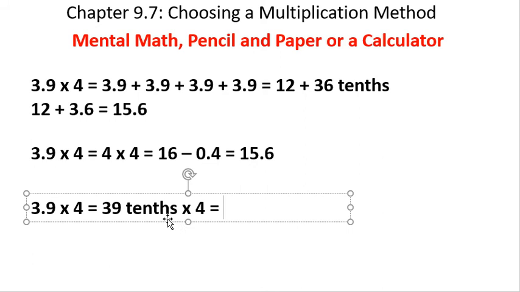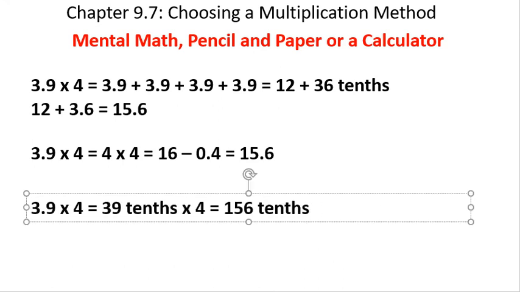So 39 tenths times 4. Now we multiply 39 times 4. So 39 times 4, if we do 39 plus 39 plus 39 plus 39, is 156. But not 156 ones, it's 156 tenths. So 156 tenths, another way of saying that, is taking my 150 tenths and making that into 15 ones, which I will type over here, and my 6 tenths I can leave as 6 tenths.